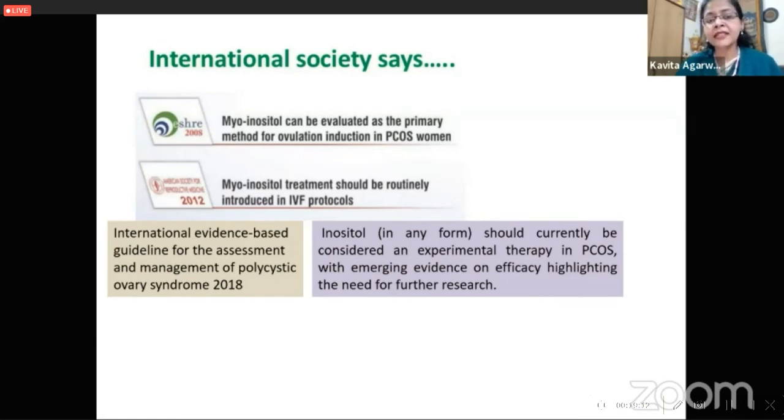Now, the recent international evidence-based guidelines for the assessment and management of polycystic ovarian syndrome, 2018, say that inositol in any form should currently be considered as experimental therapy in PCOS with emerging evidence on efficacy, highlighting the need for further research. So definitely, there is a need for further research, but we should keep in mind that whatever evidence we have till date, maybe on a small number of samples, randomized trials, they all show safety and efficacy of MI plus DCI usage in PCOS women in the ratio of 40:1. Thank you. Have a nice day.